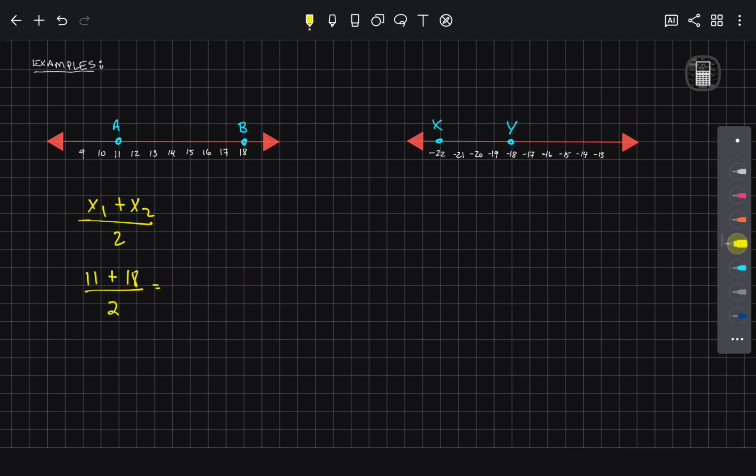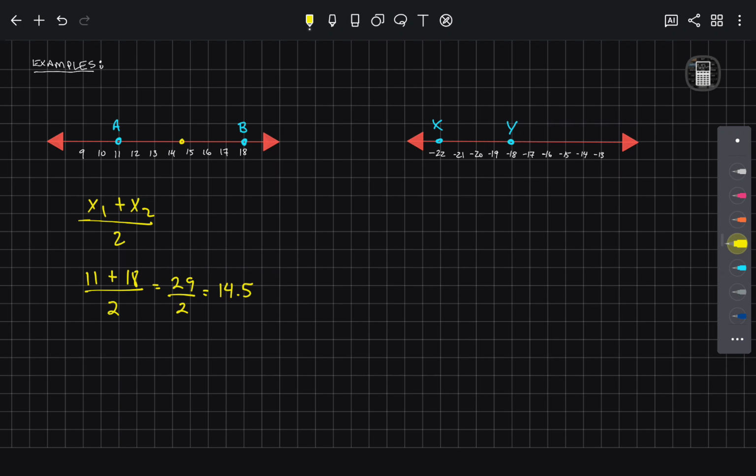So 11 plus 18 is 29 divided by 2, and that would give you 14.5. So 14.5 would be right here. And you can see that that is exactly in the middle between 11 and 18.